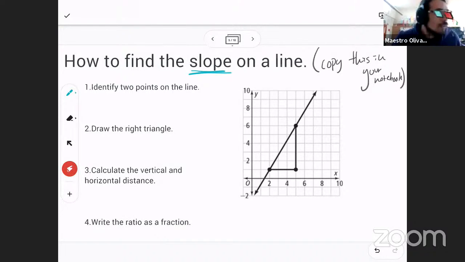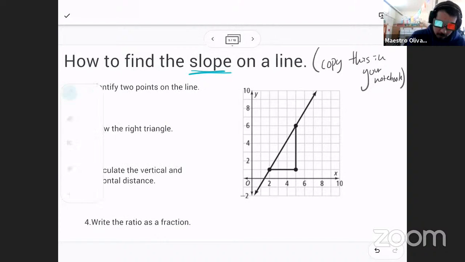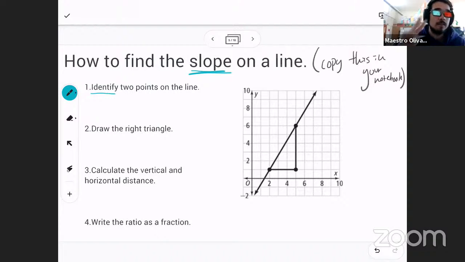Anyways, okay. So, how to find the slope of a line. The first thing you got to do is identify 2 points. Where are these 2 points? Right here and right here.